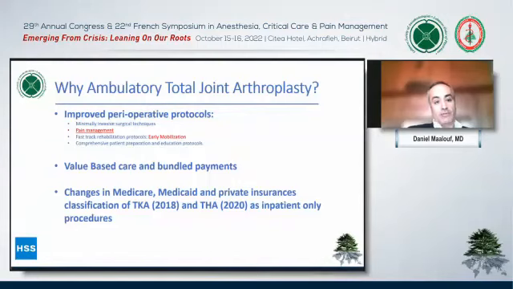On the financial side, the insurance companies have instituted value-based care, which means the hospital will get a lump sum of money for an episode of care, being a total hip or a total knee replacement. Then it's up to the hospital to use that money efficiently, and whatever savings they can make will become profit. On the regulatory side, Medicare, Medicaid and CMS have changed the classification of these procedures from inpatient-only to outpatient procedures. All these changes have made it possible for us to entertain the idea of ambulatory joint replacements, and we're kind of under pressure to make that happen.